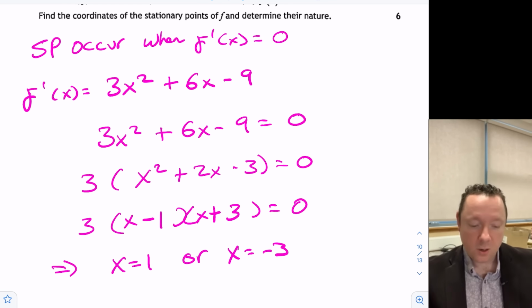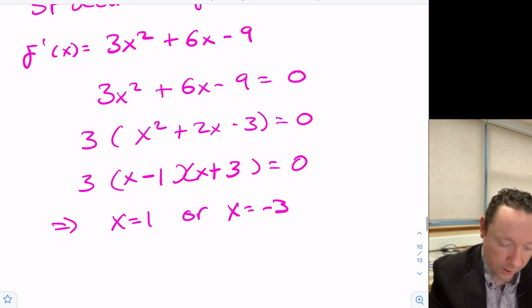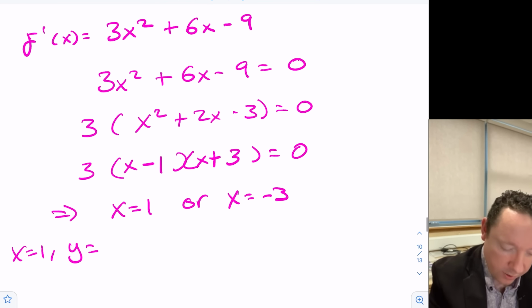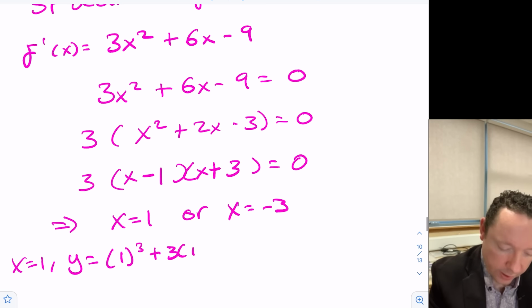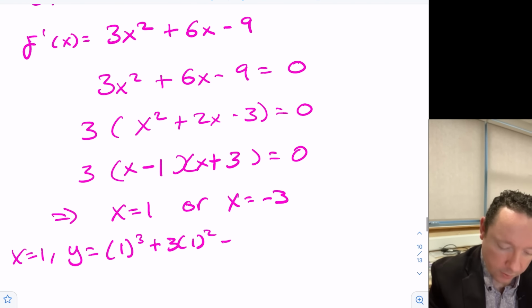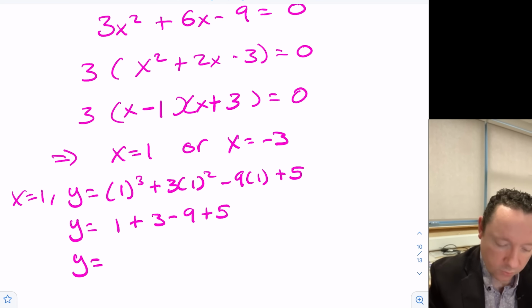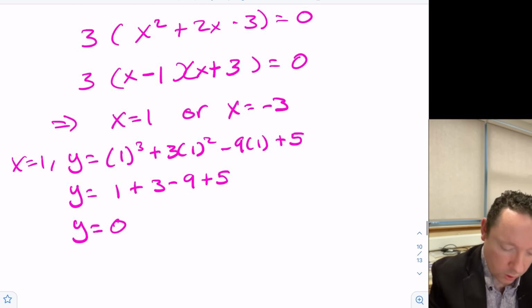So we've now got our x part of the coordinate. We might as well try and find our y part. So when x equals 1, y equals, substitute into the original, x cubed plus 3x squared minus 9x plus 5. 1 cubed plus 3 times 1 squared minus 9 times 1 plus 5. So that gives me y equals 1 plus 3 minus 9 plus 5. 1 plus 3 is 4, 4 plus 5 is 9, minus 9 is 0. So our first coordinate is (1, 0).